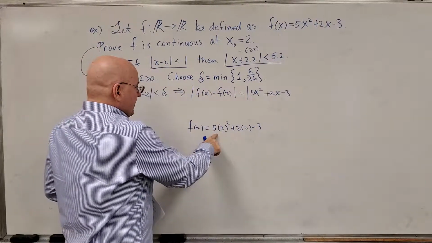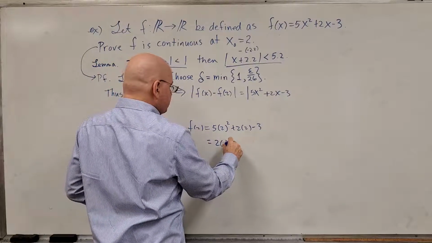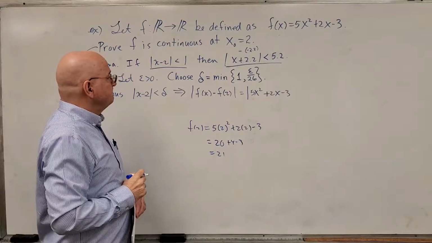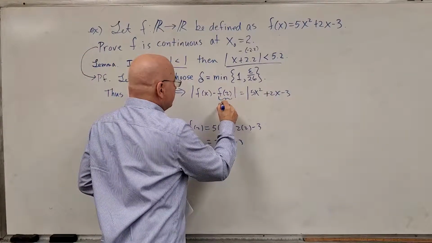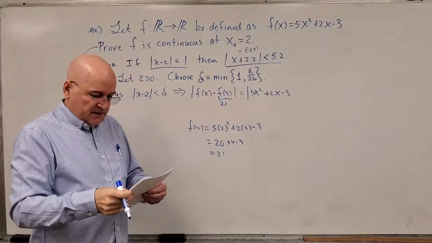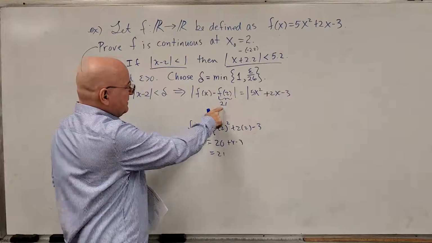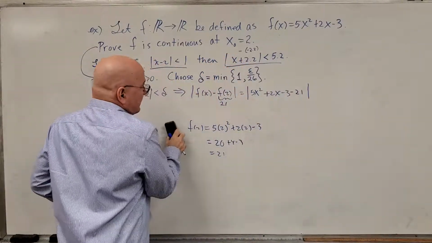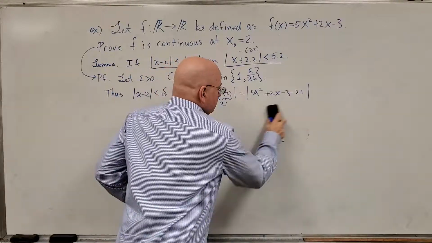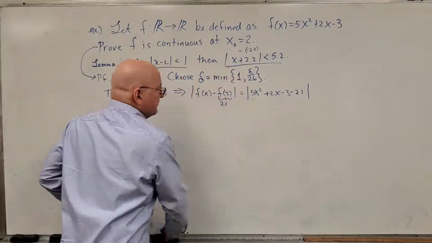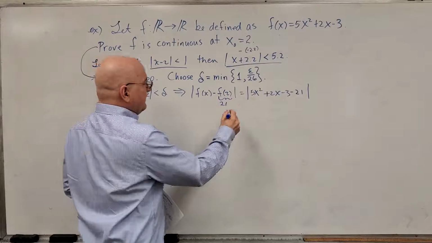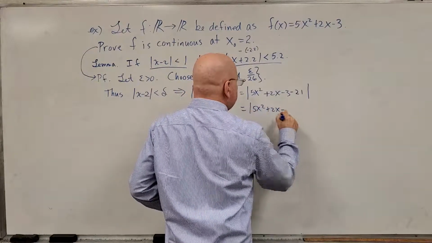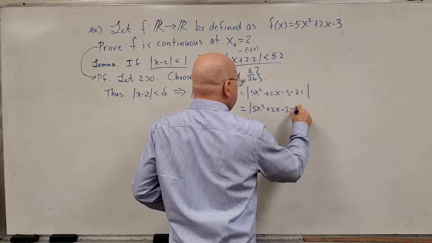So we get 20. We get plus 4 minus 3. So f of 2 is 21. Okay, this right here, make sure I did that correctly. It is 21. So minus 21. That's just using algebra. That's not using any theorem or anything. And now I'll go ahead and simplify that. 5x squared plus 2x minus 24.